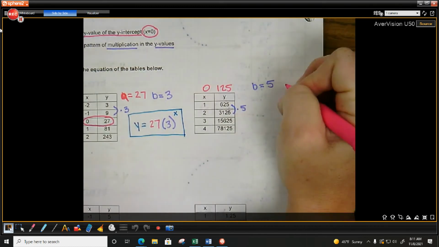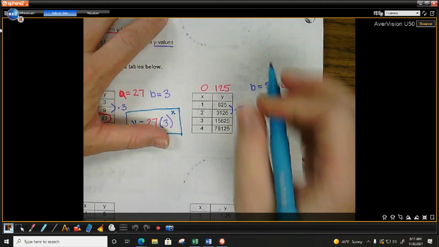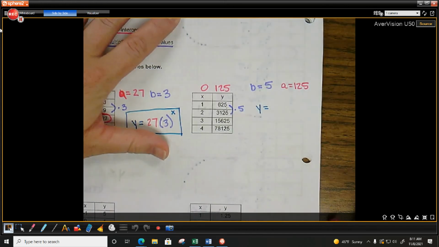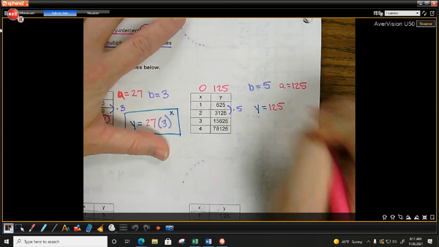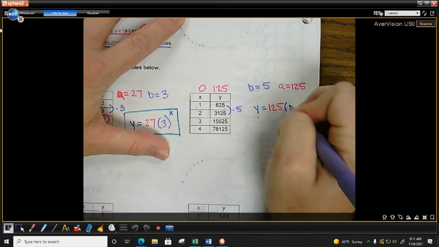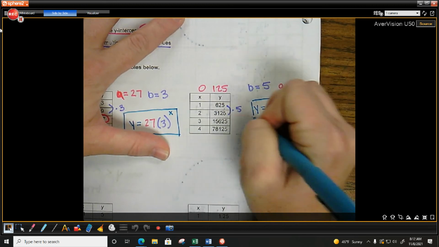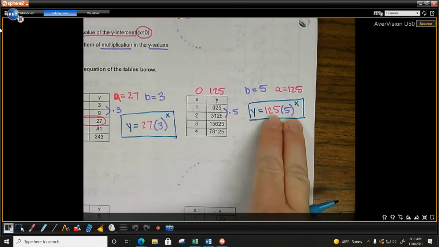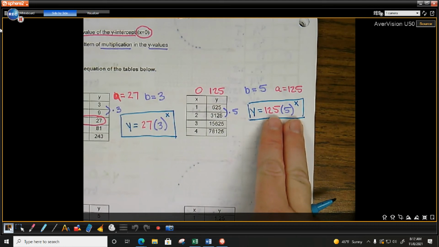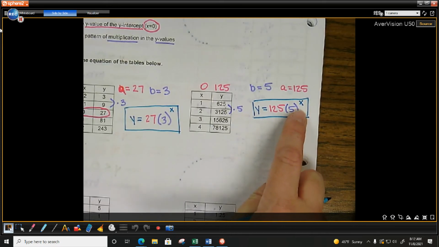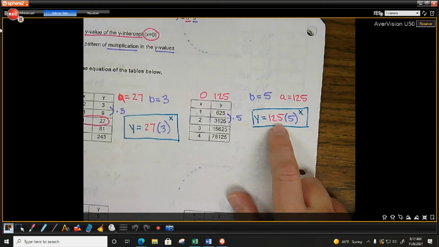Y equals 125 times 5 raised to the x. Just like when we wrote our geometric sequence equations, can I actually multiply these two values together to make one number? No. Because remember, your order of operations, can you multiply before you get rid of that exponent? No, you cannot. So all I have to do is find my first term, slash my y-intercept, and then find my b, my multiplier.